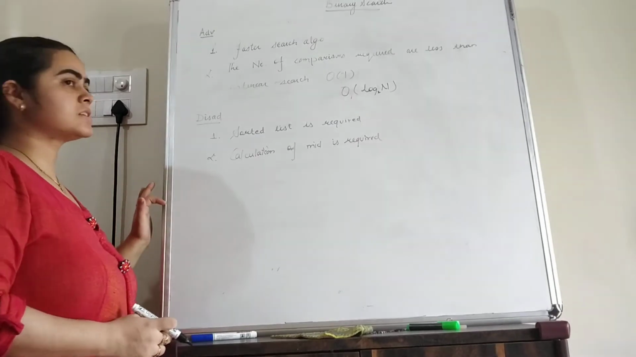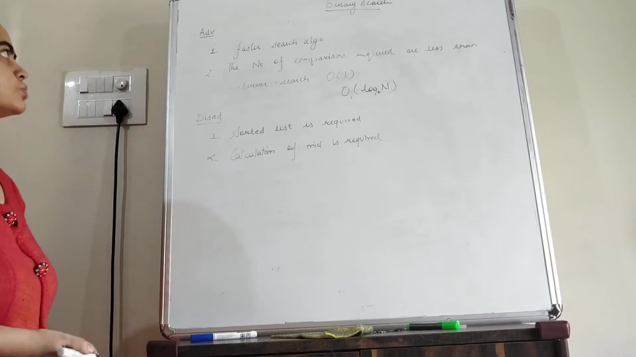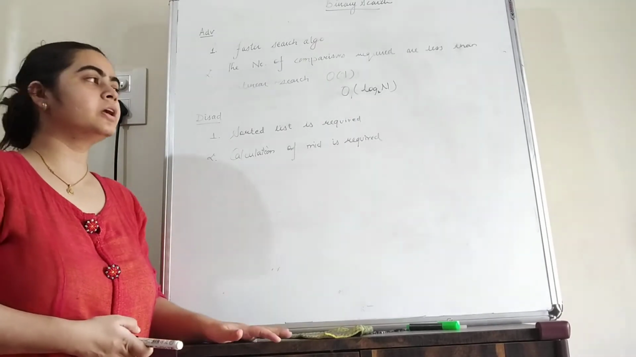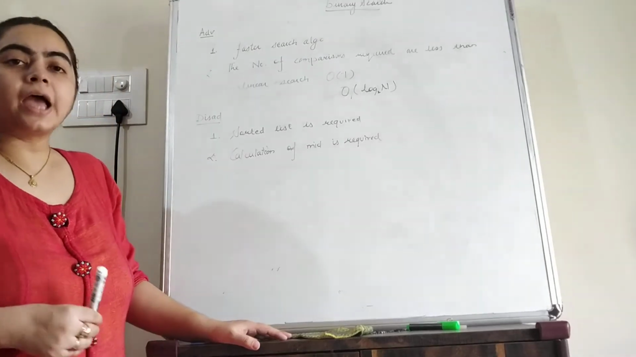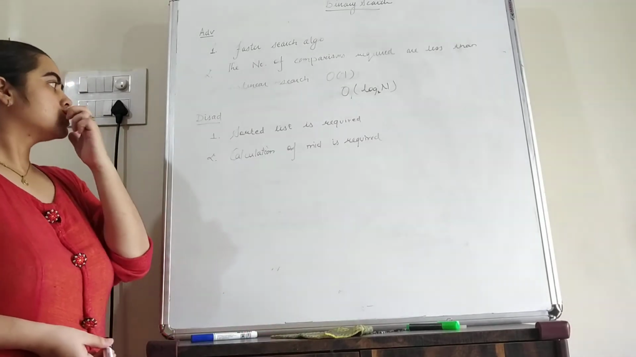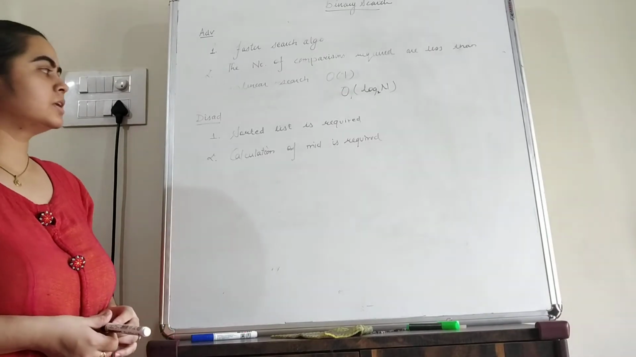Now after this, disadvantages. First disadvantage is a sorted list is required. See students, in case of the binary search, if we want to search any element, then initially we have to sort the list by using any of the sorting algorithms. You can use bubble sort also. So sorting is required if we want to search any element using the binary search.